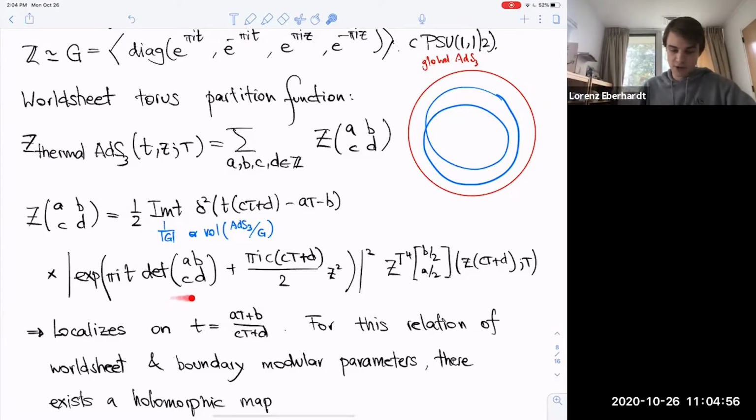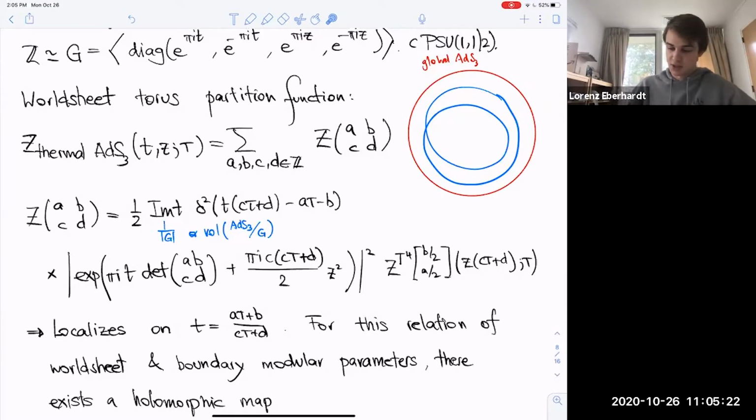Then we have some phase factors. These are not too important. But what I want you to pay attention to is this T4 partition function here. So this is just the partition function of the T4 sigma model. That's certainly a good sign that it appears, because we want to make contact with the boundary theory, which was the symmetric product orbifold of T4. So we'd better need that to be there.